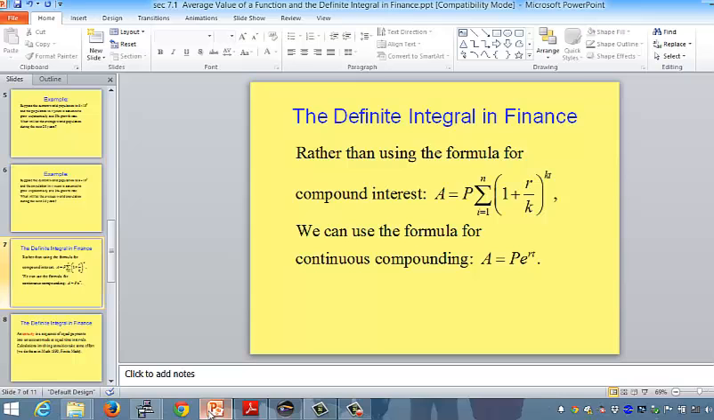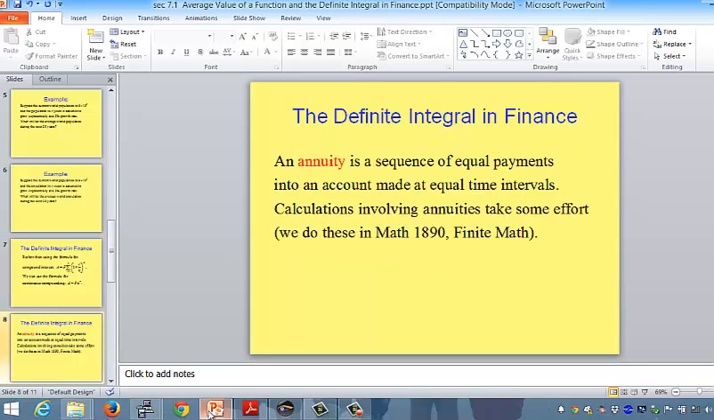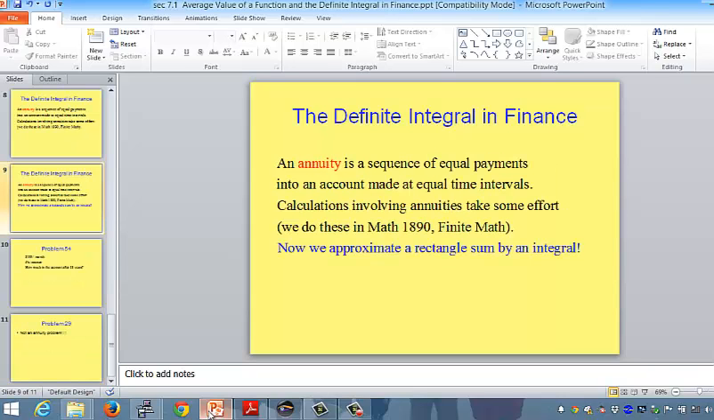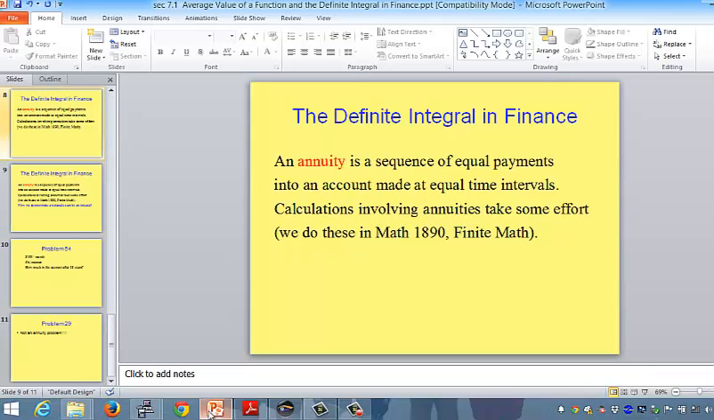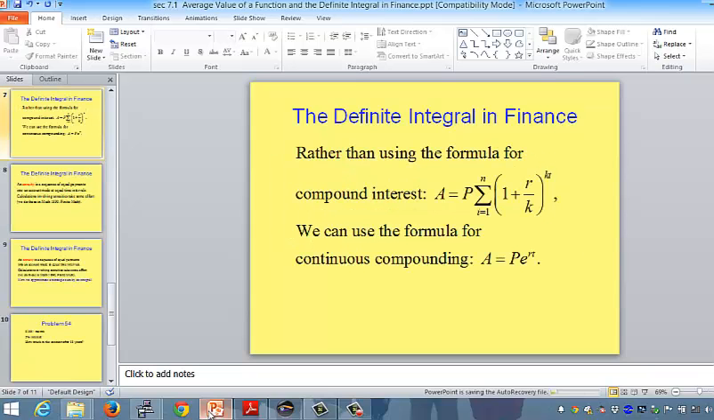You guys know the formula for compound interest? How many people have heard of an annuity? Okay, so you've all heard of that. You make equal payments into the account at equal time intervals. We do them in finite math here at Lakeland, Math 1890. They take some effort. And now what we're going to do is we're going to do things easily. We're going to take a rectangle sum and approximate it by an integral. See, that top formula with the summation, that's what I use in finite math. They have to calculate all these payments and what it all adds up to. But how many have heard this formula before?